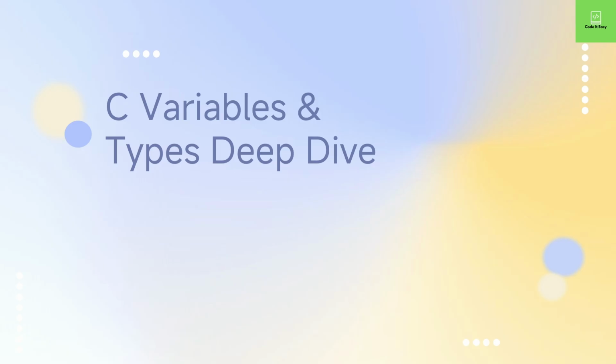In the last section, we explored the structure of a C program, how it begins, executes, and ends. Today, we are diving into one of the most important foundations of coding: variables, data types, and constants. These are the building blocks of every program you will ever write. Without them, your code can't store or process data. Let's get started.